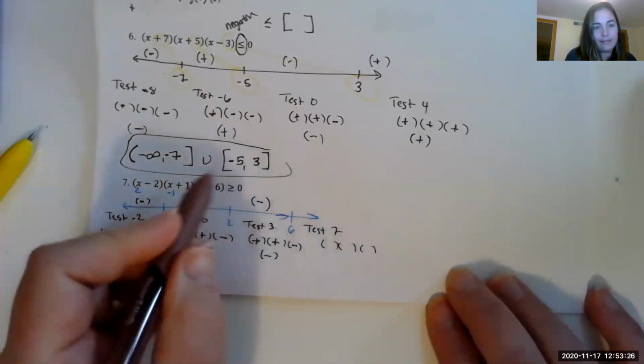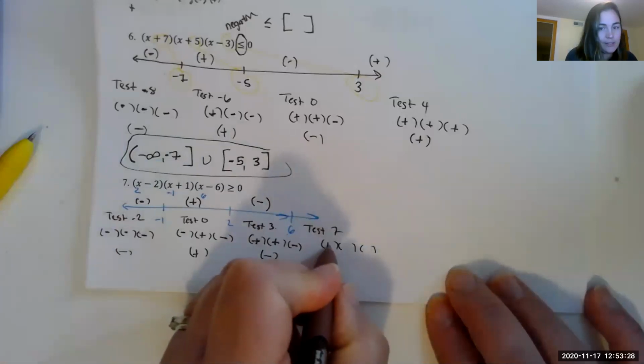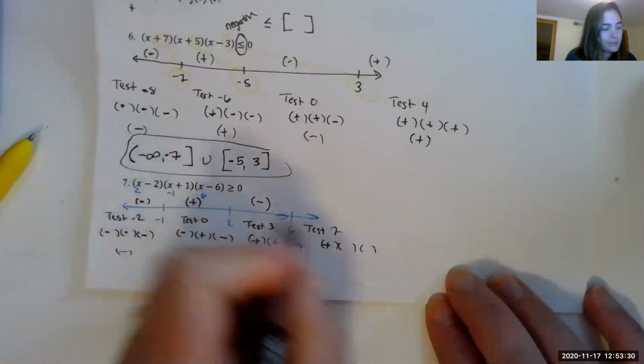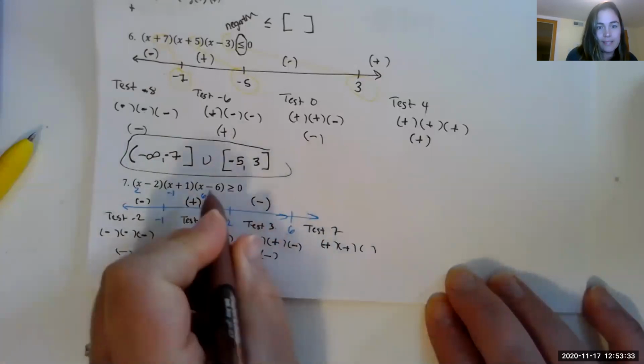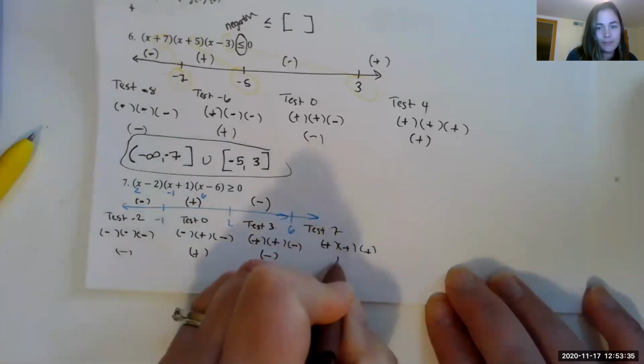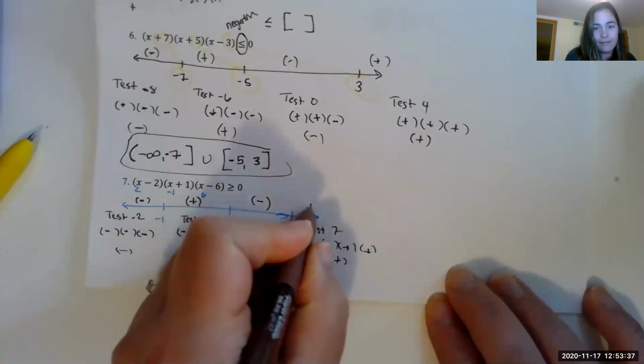Okay, and now we'll test 7. So 7 minus 2 is positive. 7 plus 1 is positive. And then 7 minus 6 is positive. So this will be, without a doubt, positive.